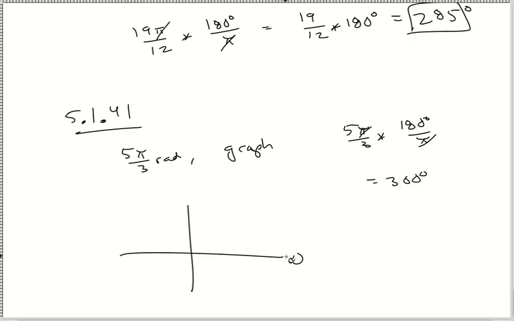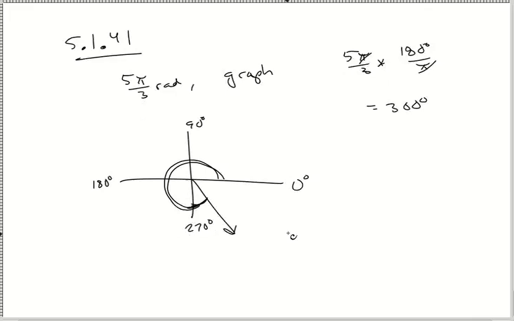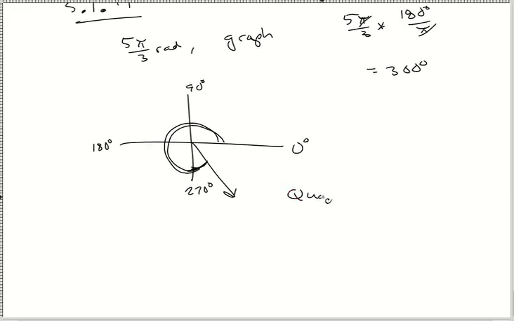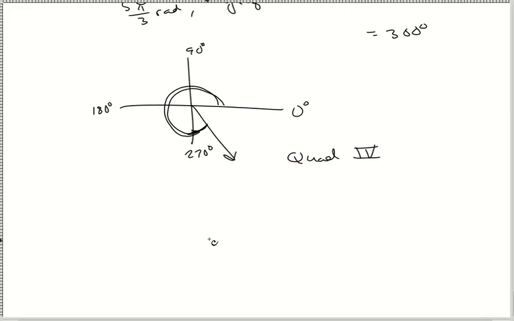So 300 degrees. Where is that? Well, this is 0 degrees, 90 degrees, 180 degrees, 270 degrees, and then a little bit more. So this is what my graph would be. Lastly, they're going to say, hey, what quadrant are we in? We're in quadrant 4 down here. Quadrant 4.